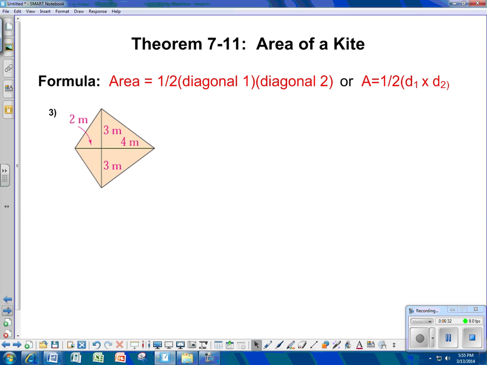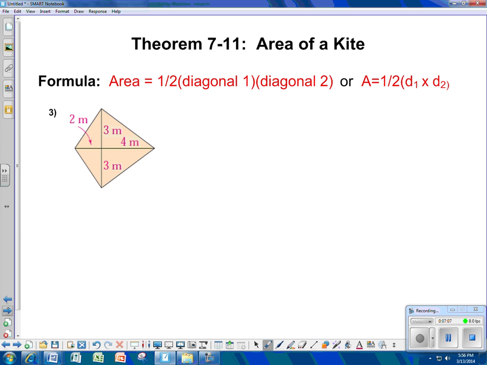All right, example 3 is a different theorem. It's theorem 7-11. It's the area of a kite. The formula for the area of a kite is 1/2 times the diagonal times the second diagonal. The diagonals are always located within the shape, so in the middle of the shape, from one vertex or corner to the other vertex.